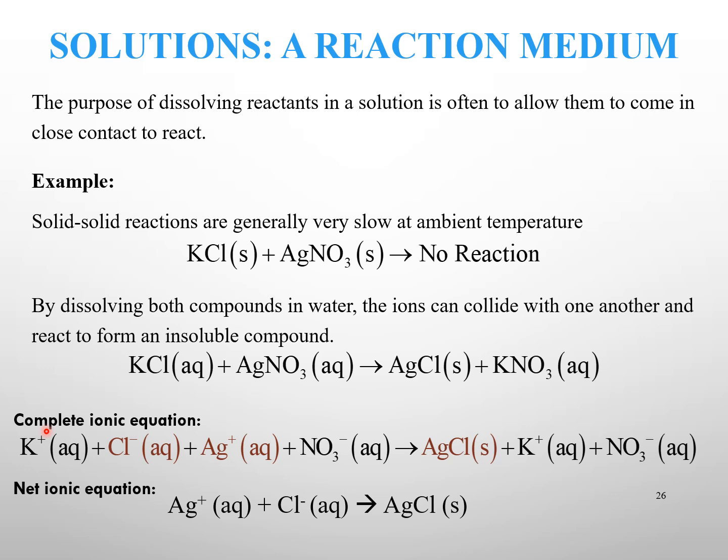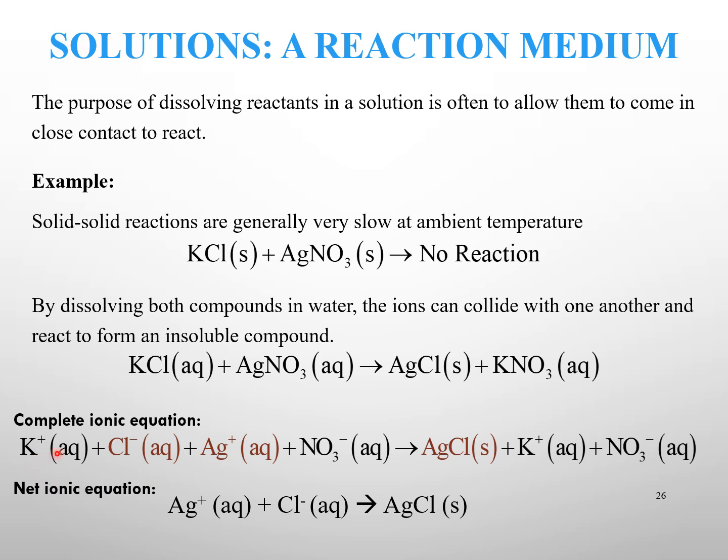So if you break them apart into ions, this is a complete ionic equation where you write K as K plus, Cl as Cl minus. So these are in ionic aqueous form. Same for silver nitrate, silver ion, nitrate ion. And then AgCl solid is the precipitation, so we write it as a compound. And then you have K plus aqueous potassium ion and nitrate ion right here, both in aqueous form.